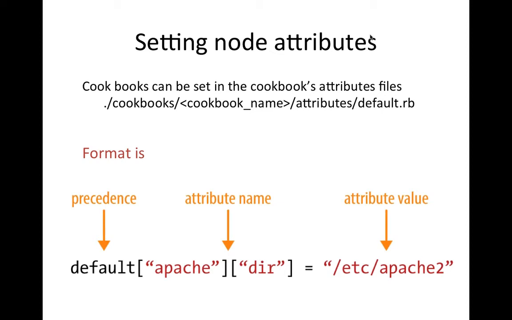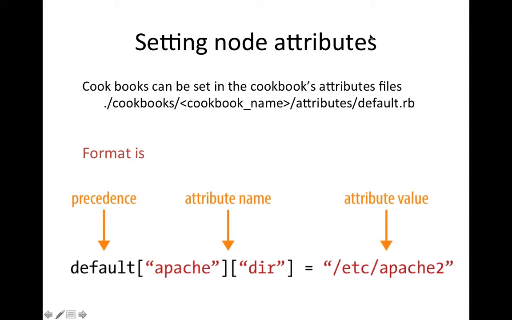So the format is precedence. If you have seen the precedence, right now we were using node as a precedence. Node and then a big bracket and some host name, or two big brackets under that. We were using kernel and name and all those things. So in the same way we will be setting attributes in the same fashion. So we have default as precedence.